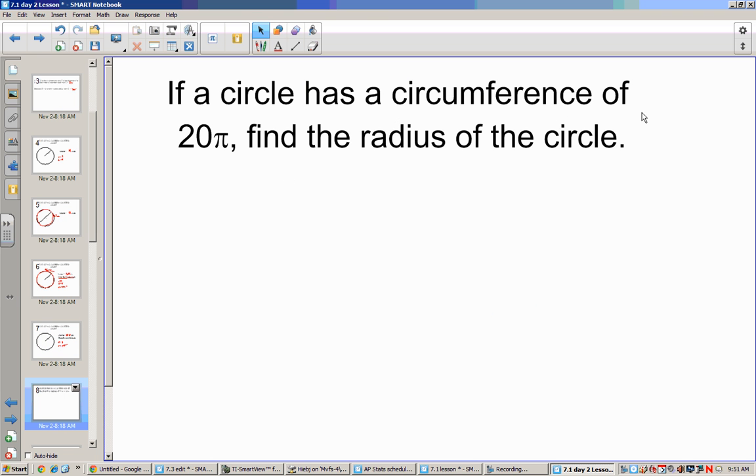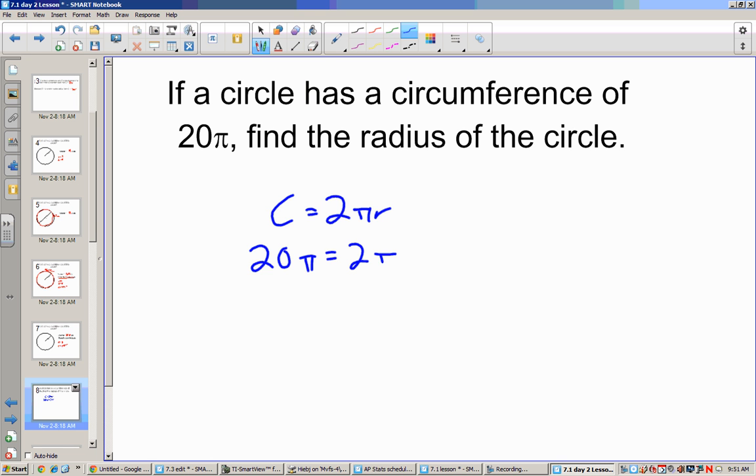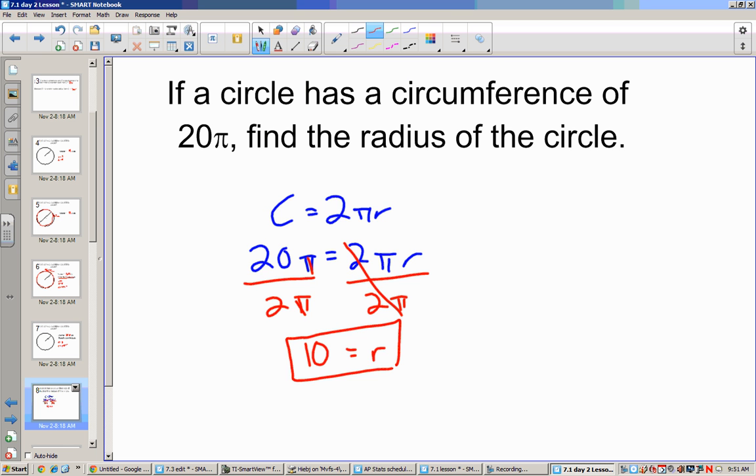If a circle has a circumference of 20 pi, we know the circumference is 2 pi r. That's our equation if we want to find the radius. Now we know the circumference is 20 pi, so let's just fill that in for the C. All right, now if 20 pi equals 2 pi r, we can divide both sides by 2 pi. Now 2 pi divided by 2 pi is 1, so that cancels out. Pi divided by pi is 1, so that cancels out. So 20 over 2 is 10. So my radius is going to be 10.